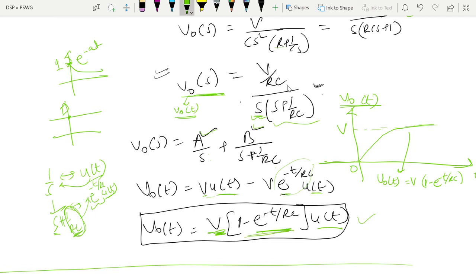This equation is the equation of a charging capacitor, because this is an exponential decay signal. This is how a capacitor discharges, and this is 1. After subtracting this from 1, it starts from 0. So this is V naught(t). If you want to plot V naught(t), it is V times (1 minus e to the minus t by RC). So it will slowly rise and attain a value of V after some time.